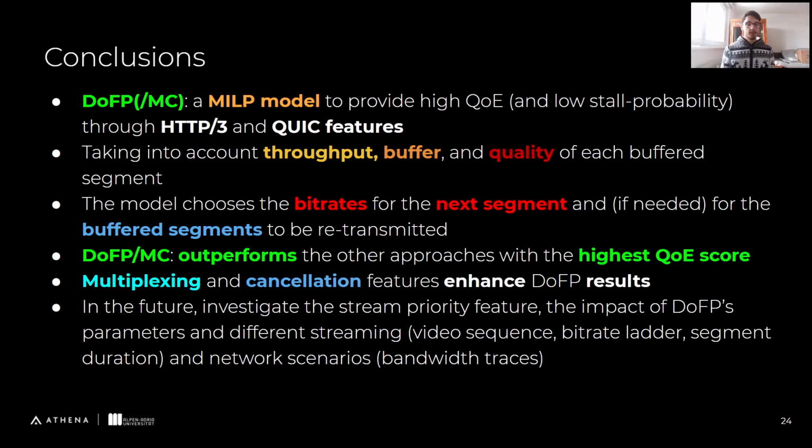In the future, we plan to investigate the stream priority feature, the impact of DFP parameters, for example alpha, beta, gamma, and mu, or different streaming scenarios such as video sequence, bitrate ladder, segment duration, and so on. And also for the network scenarios, we plan to use different bandwidth traces.